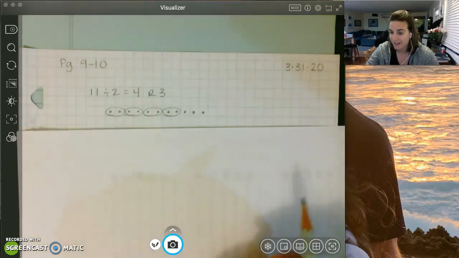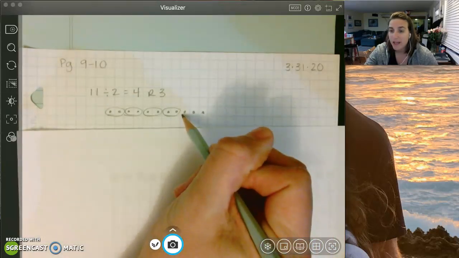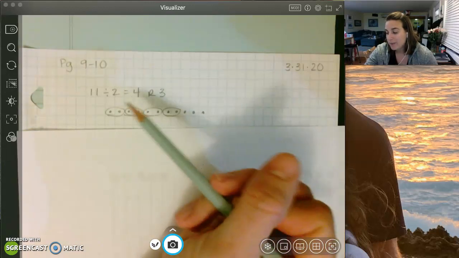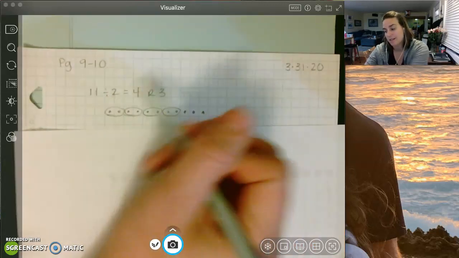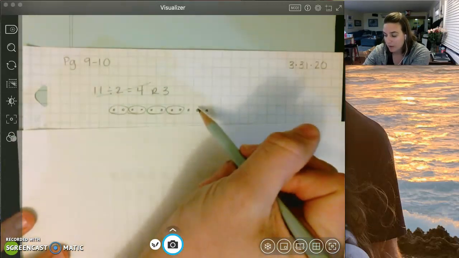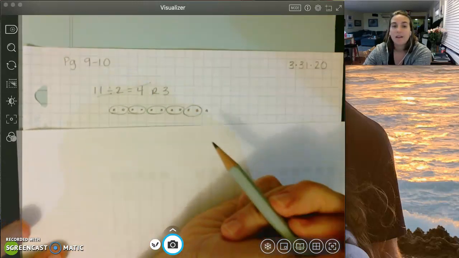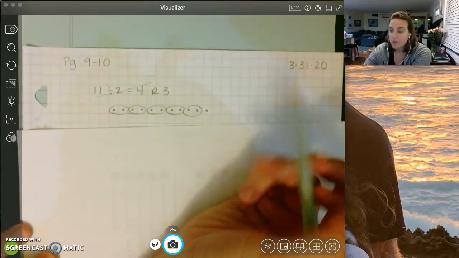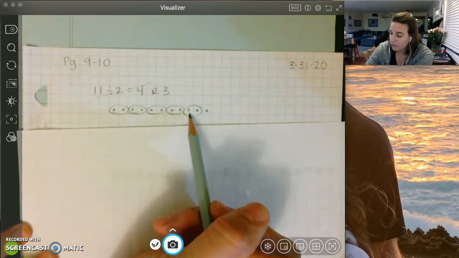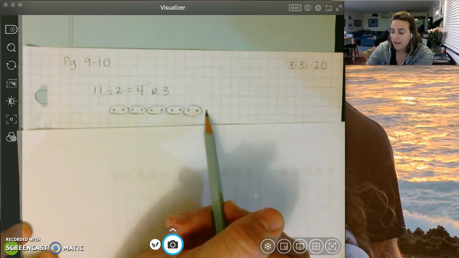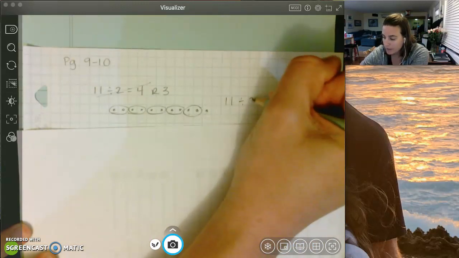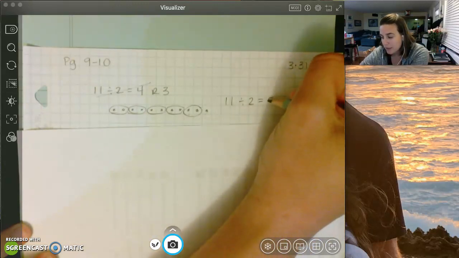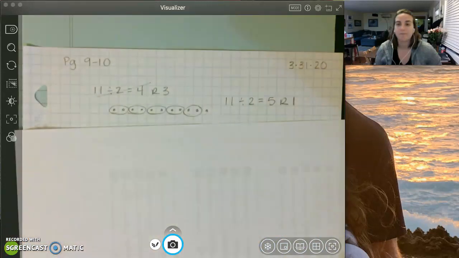Yes, we can. So we can look up here, and 11 divided by 2 equals 4R3 is not correct. So we're going to cross that out, and we want to go ahead and find what the correct equation for that is. So now I have 1, 2, 3, 4, 5 groups, and I have 1 left over, so 1 remainder. So 11 divided by 2 actually equals 5R1.